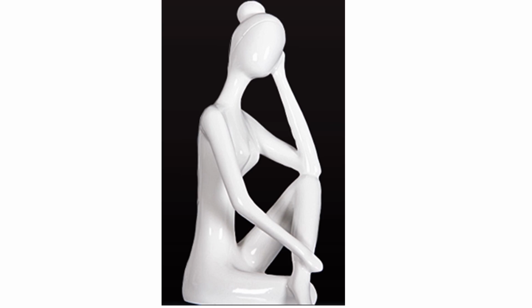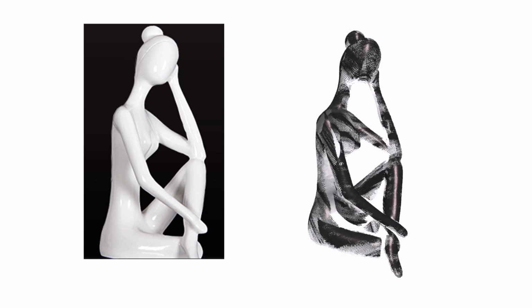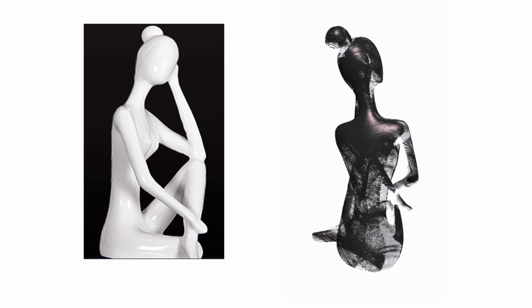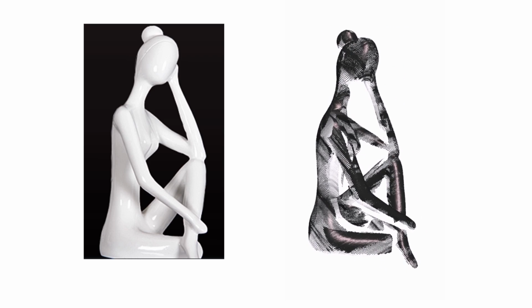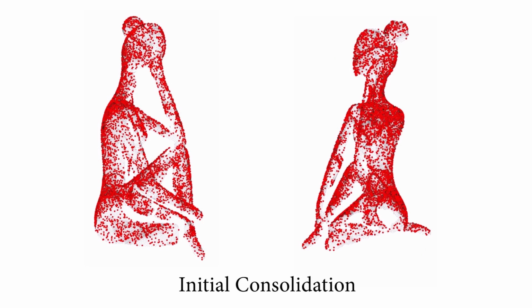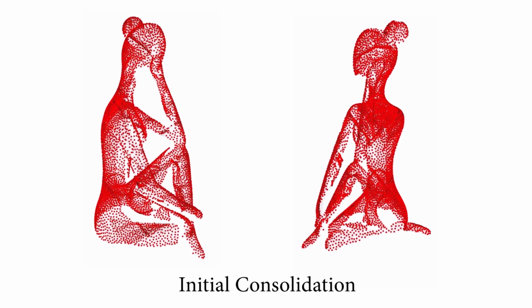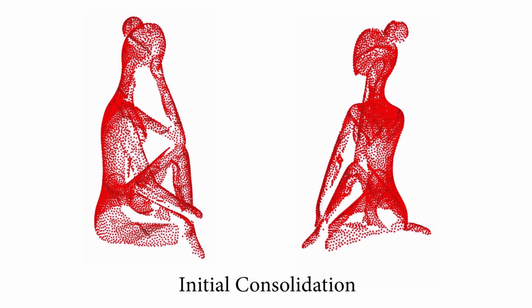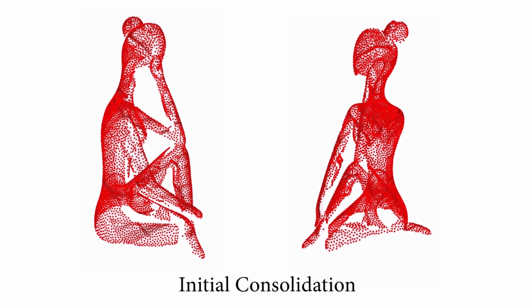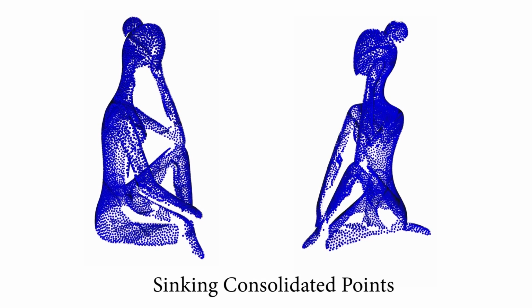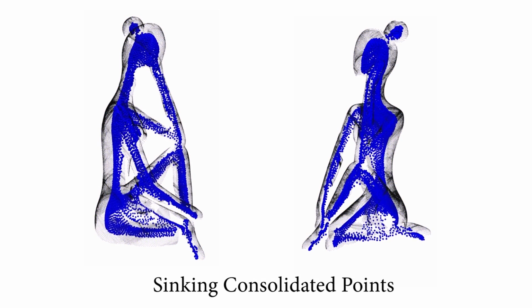Given a real model, the input to our algorithm is an unorganized and unoriented raw scan point cloud with significant missing data. We start by performing an initial consolidation using the WLOP technique to obtain a denoised, oriented, and down-sampled point set. We then copy and sync these sample points down into the shape interior to construct a set of anchor points.